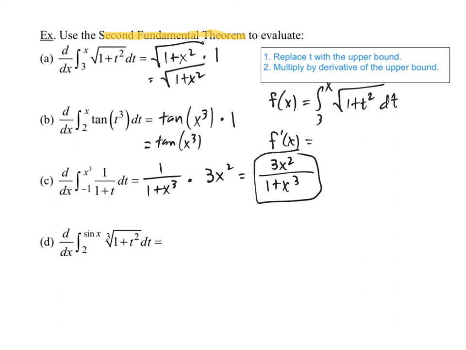Okay, so hopefully you're getting the hang of that. Replace t with the upper bound, multiply by the derivative of the upper bound.